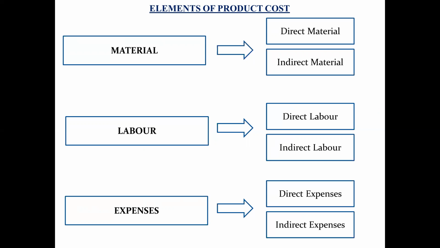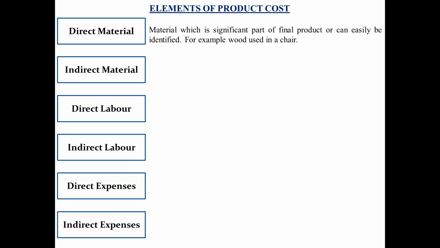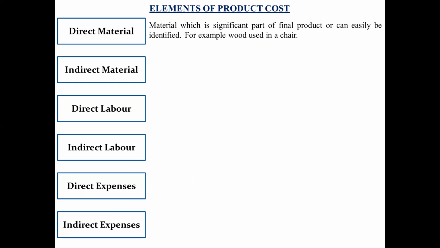So we have this further classification for elements of cost. Let's see them in detail. We have direct and indirect material, direct and indirect labor, and direct and indirect expenses. So let's go through direct material first. Direct material is something which is easily identifiable, easily traceable, and a significant or integral part of the product. I have given you the example of a chair. The wood which is used in a chair is an example of direct material, because it is easily identifiable or traceable, and it can be allocated to a single product as well. So we can say material which is a significant part of a final product or can easily be identified is basically known as direct material.